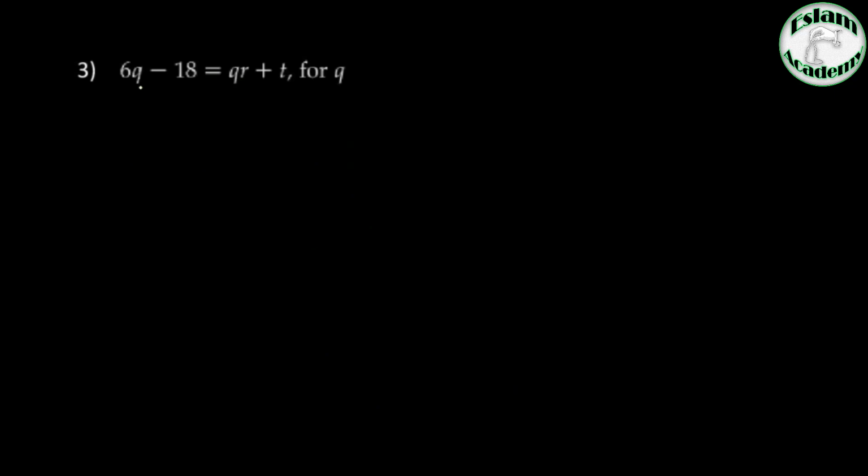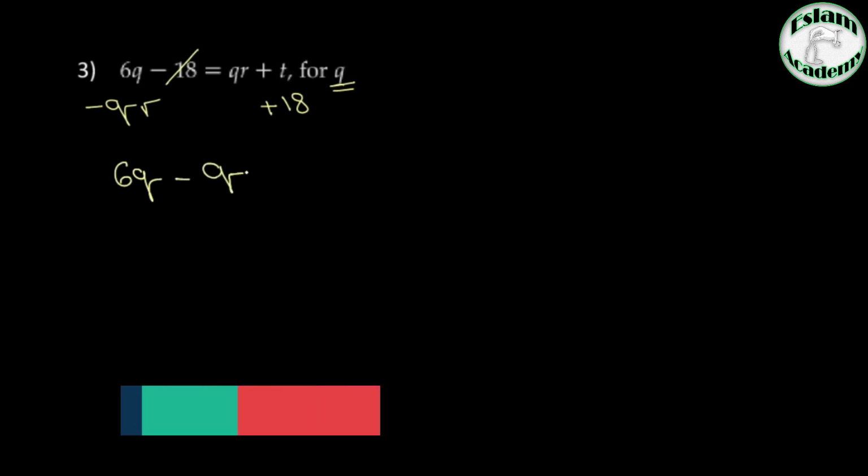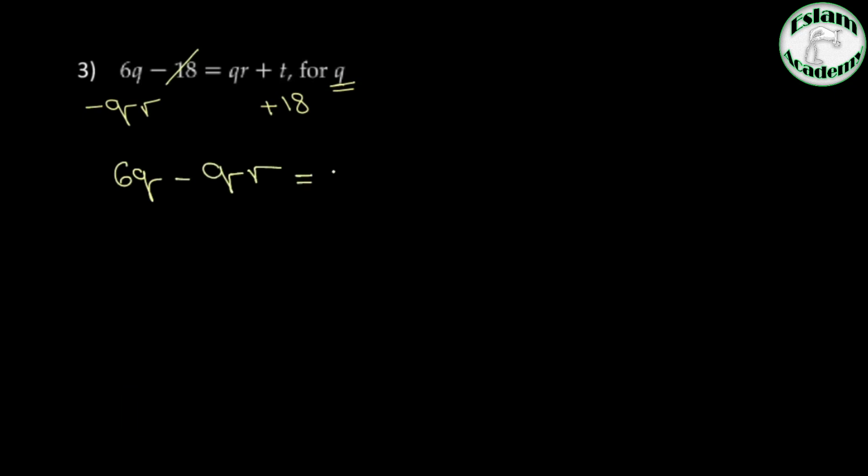Number 3. 6q minus 18 equals qr plus t. We need to solve for q. As we said, we will shift qr to the left hand side by subtracting qr, and shift 18 to the right hand side by adding 18. So the expression now will be 6q minus qr is equal to t plus 18.